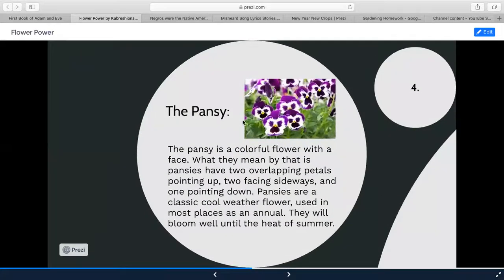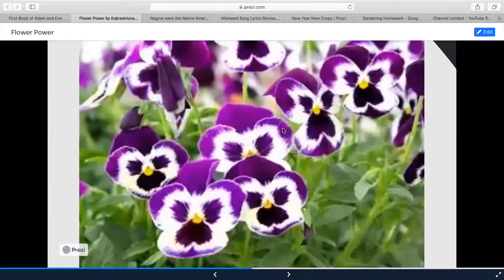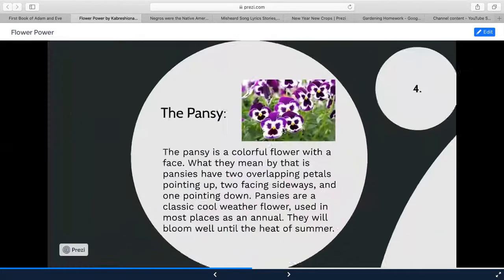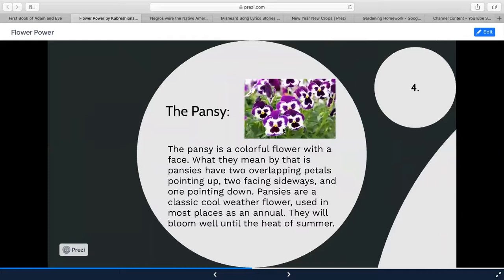Next we have the pansy. Check out this pansy right now. Check out this pansy and tell me it does not look like a face and a butterfly. You see the butterfly, the wings, right? You also see the face, the eyes, the nose, the mustache, the ears, the chin. Don't tell me you don't see that, because the pansy is a colorful flower with a face. That's pretty much what it's known for.